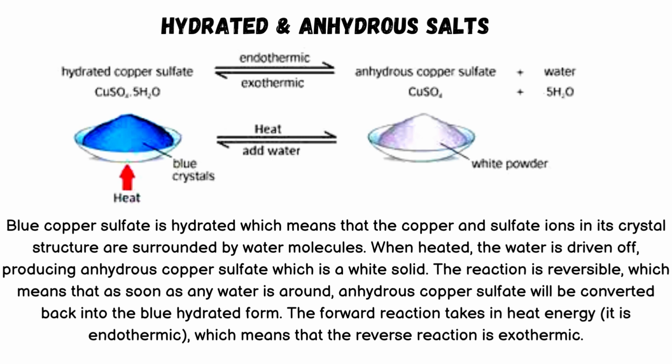When blue copper sulfate is heated, the copper and sulfate ions in its crystal structure are surrounded by water particles. When heated, the water is driven off, producing anhydrous copper sulfate, which is a white solid. The reaction is reversible, which means that as soon as any water is around, anhydrous copper sulfate will be converted back into the blue hydrated form. The forward reaction takes in heat energy, that's endothermic, which means that the reverse reaction is exothermic.